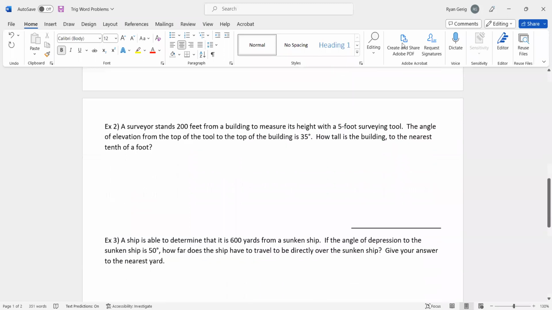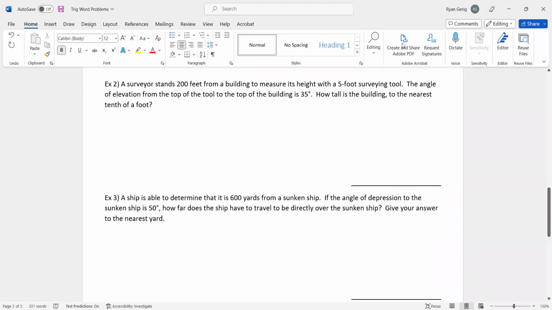On to the back page. Number 2 adds a little bit to it. A surveyor stands 200 feet from the base of a building to measure its height with a 5-foot surveying tool. So someone's standing back here with this tool, and they are 200 feet from this building. Now look how I'm drawing this.